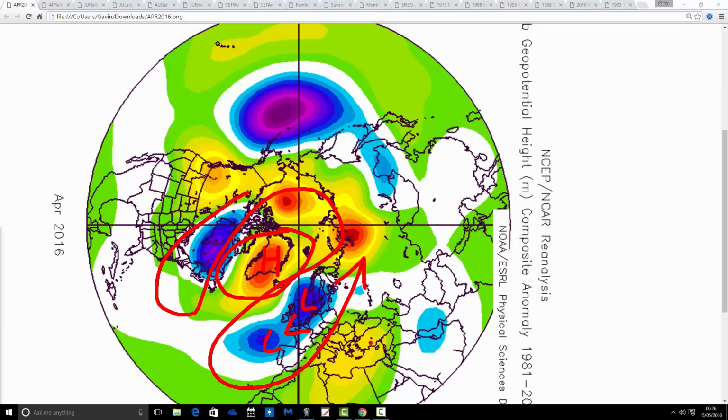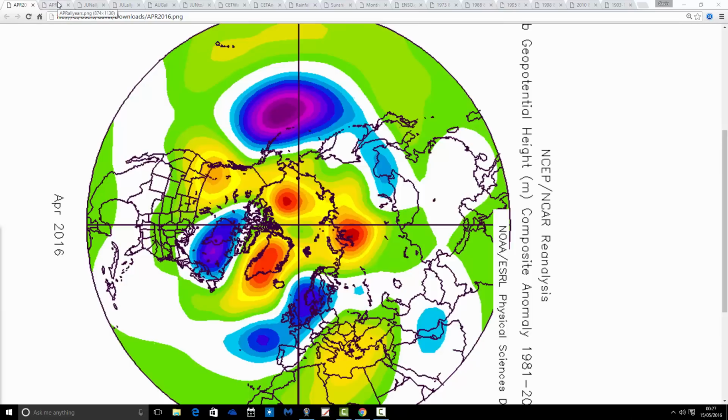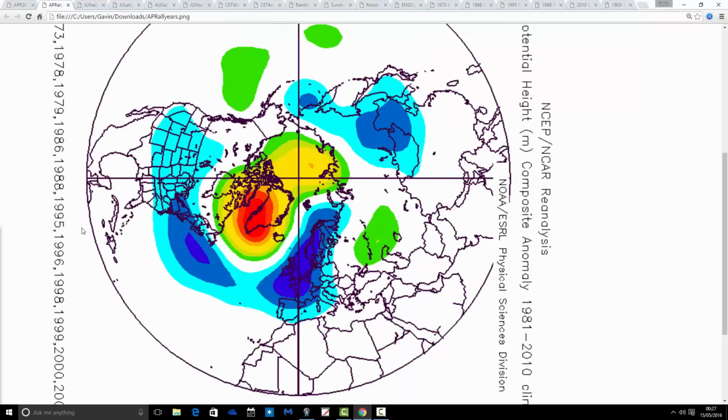In fact, given the reanalysis anomaly chart that we see there, you would probably expect it to be colder and wetter than it was, but nevertheless it was a fairly cool and wet April, to say the least, especially in the last week when it turned really, really cold.